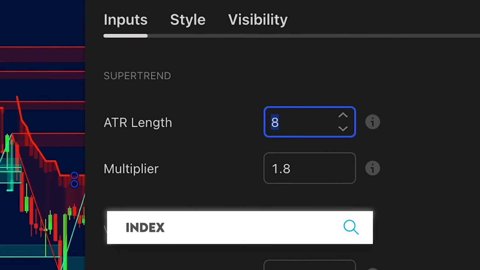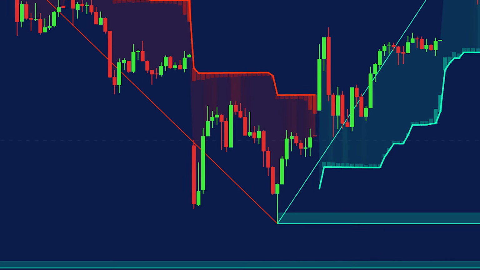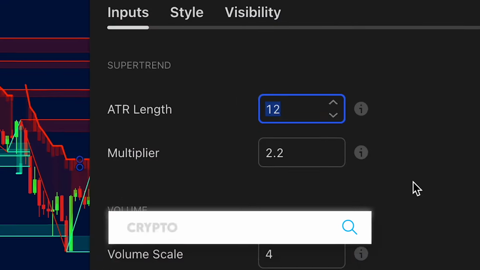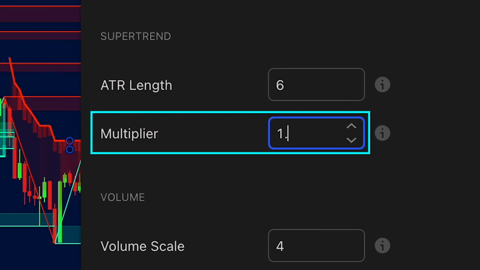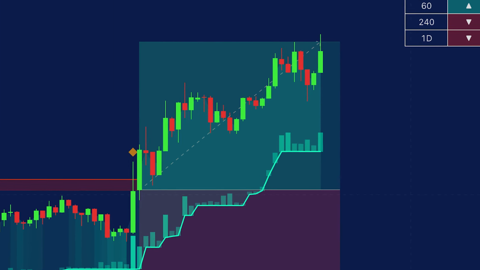For index day trading, use ATR length 12 and multiplier 2.2. Indices trend more smoothly intraday, so slightly longer periods prevent whipsaws during opening volatility. For crypto day trading, reduce ATR length to 6 and multiplier to 1.5. Crypto moves faster and more violently intraday, requiring maximum responsiveness.